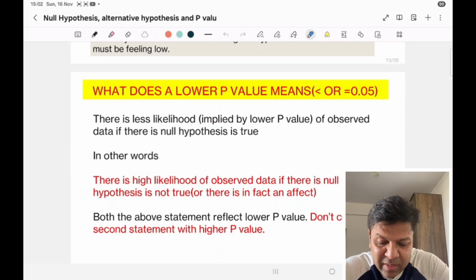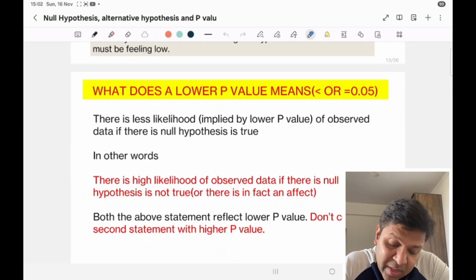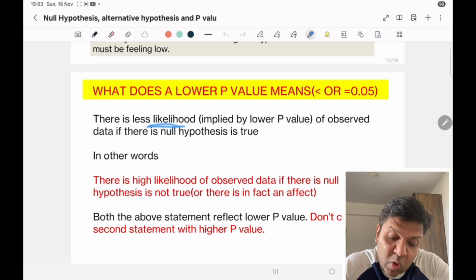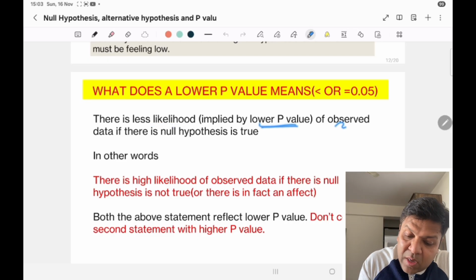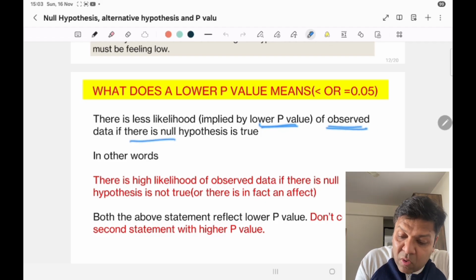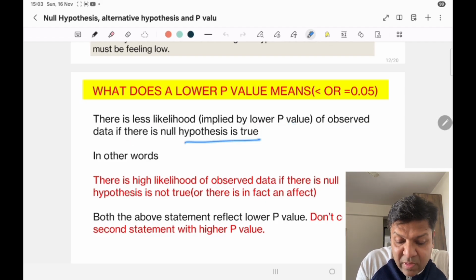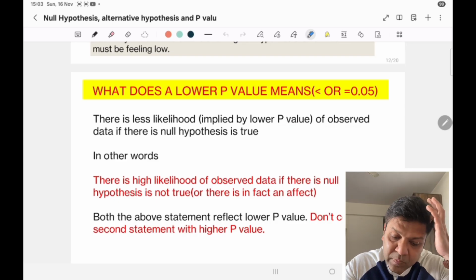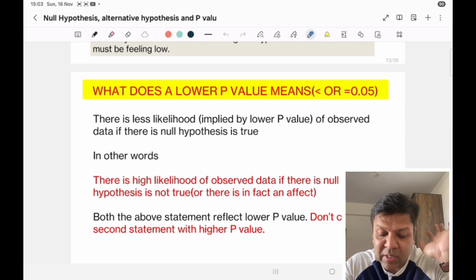So what does a lower p-value mean? A lower p-value means that there is less likelihood of the observed data if the null hypothesis is true. In other words, there is high likelihood of the observed data if the null hypothesis is not true. Same thing: low likelihood of the observed data if the null hypothesis is true is implied by a lower p-value, right? This is what a lower value tells us.